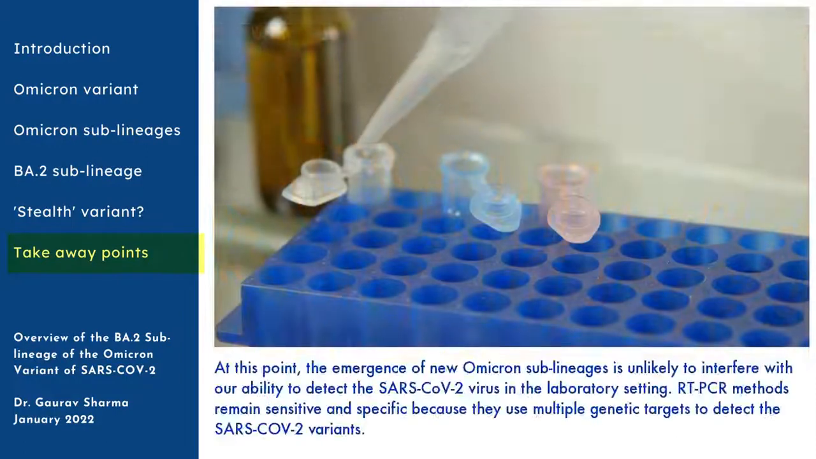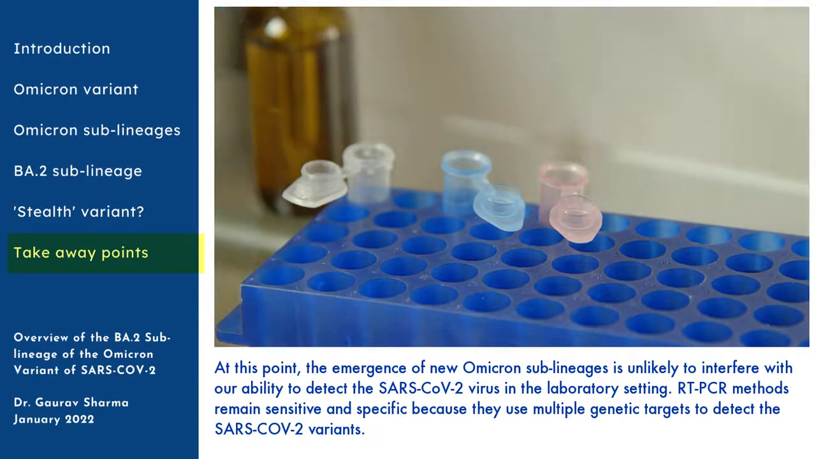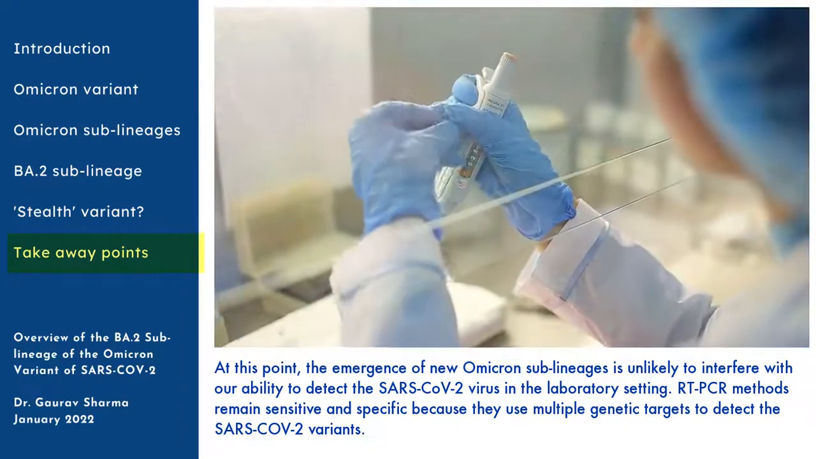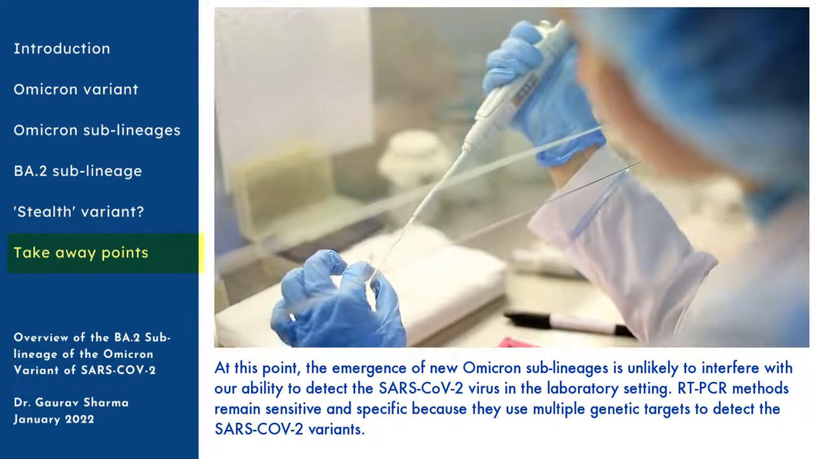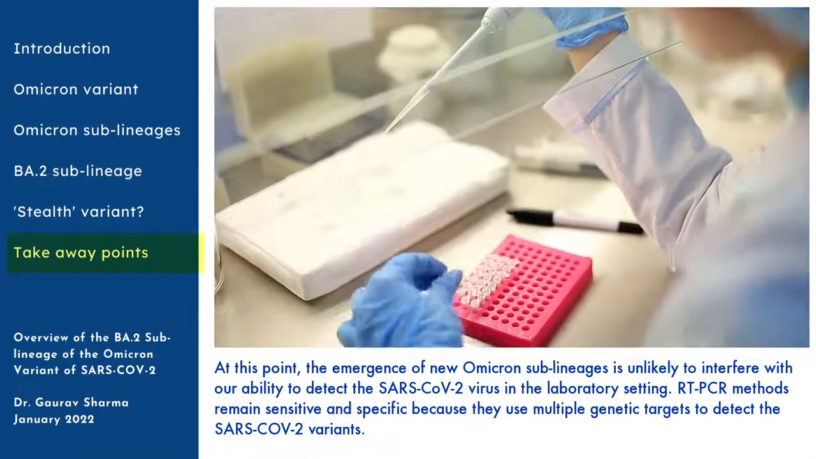At this point, the emergence of new Omicron sublineages is unlikely to interfere with our ability to detect the SARS-CoV-2 virus in the laboratory setting. RT-PCR methods remain sensitive and specific because they use multiple genetic targets to detect the SARS-CoV-2 variants.